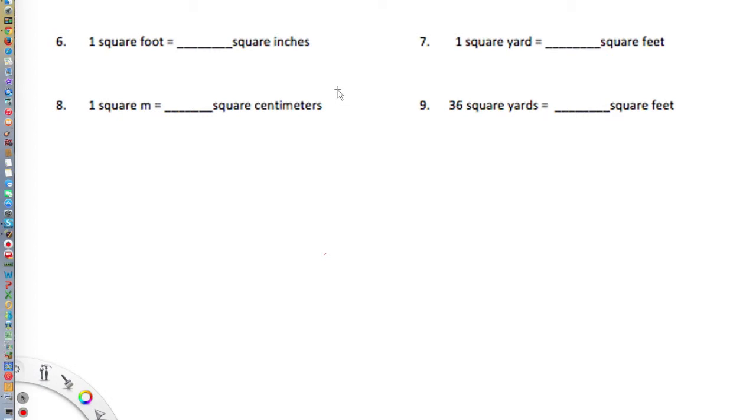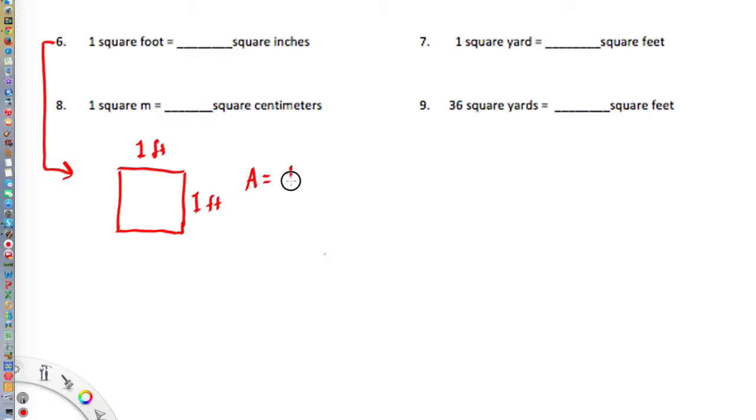Boys and girls, let's look at numbers 6 through 9. We're not going to do all of them, but let's, for example, take a look at number 6 here. Number 6 says 1 square foot equals how many square inches? Well, what I would do is take the time to draw a little illustration. I've got my square foot here, and if it's 1 square foot, that means it's 1 foot by 1 foot. So the area would be 1 foot squared.